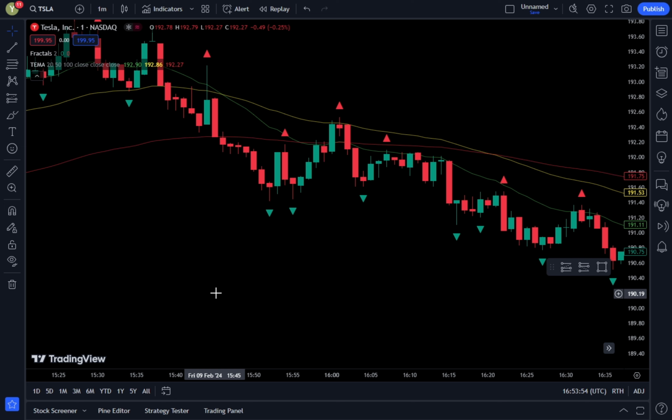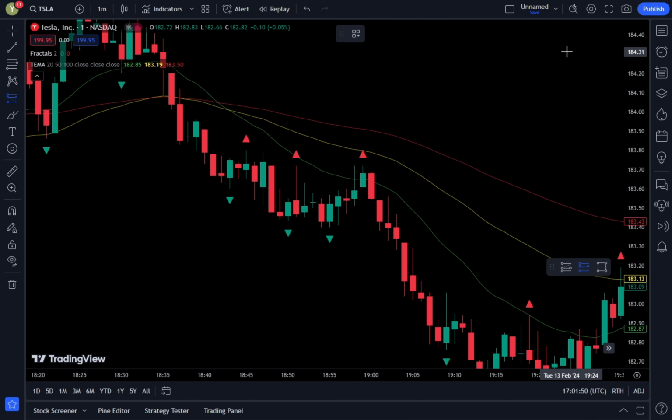Now here's a crucial rule you need to stick to for this trading strategy to work. If the price falls below the 100-day moving average, don't make a trade based solely on the green arrow from the Williams Fractal indicator. Now let's look at how to do a short trade using this strategy.